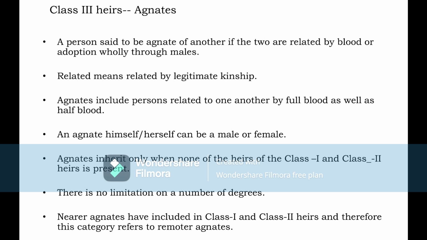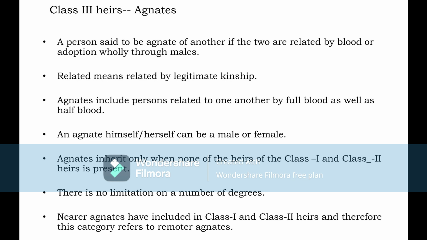At the end, the agnate may be male or female. So, two conditions. The two persons must be related by blood or by adoption, and in between them they are related only through males, wholly through males. Related means related by legitimate kinship. Agnates include persons related to one another by full blood as well as half blood. So here also uterine blood is not included. Full blood or half blood. An agnate at the end may be male or female, only between them are males.